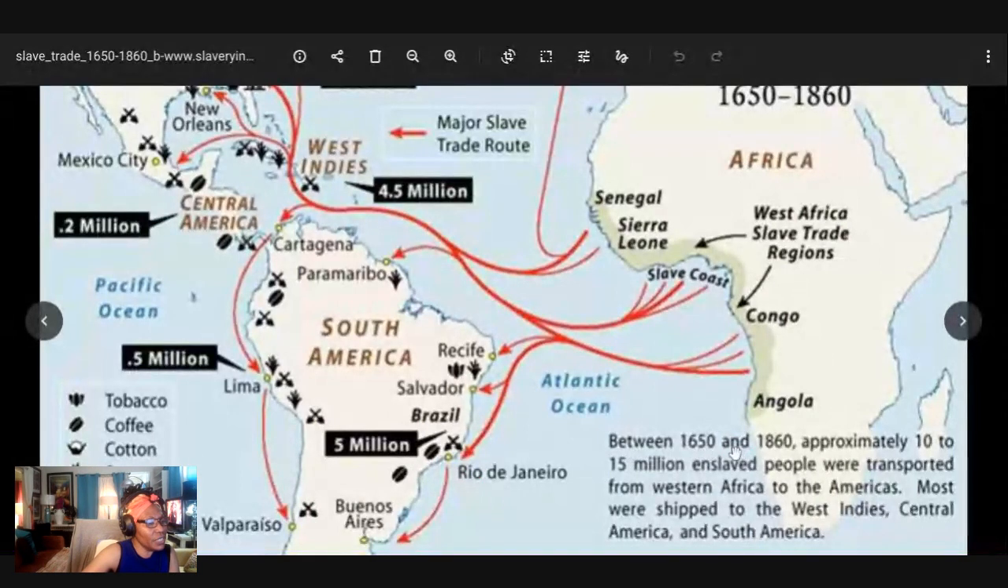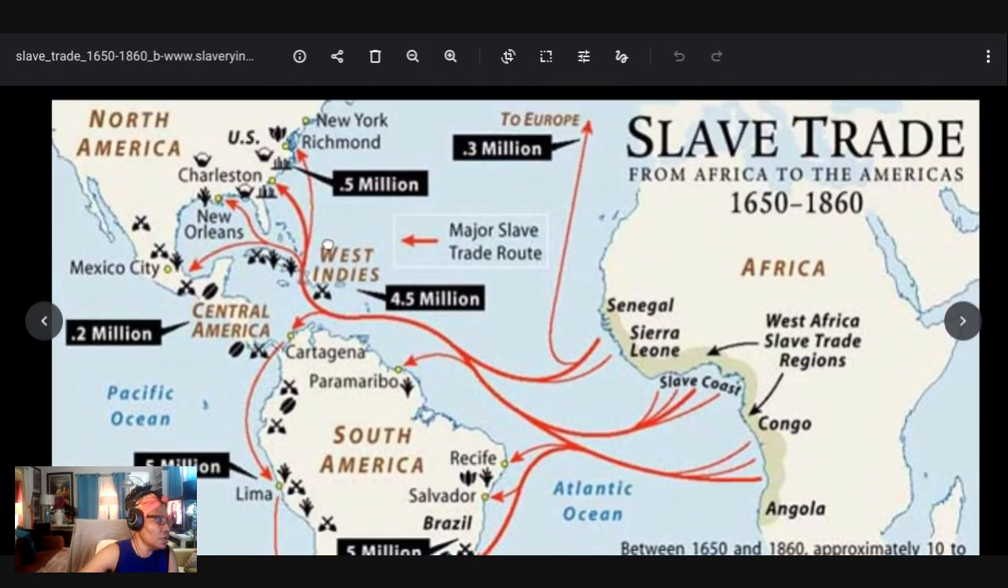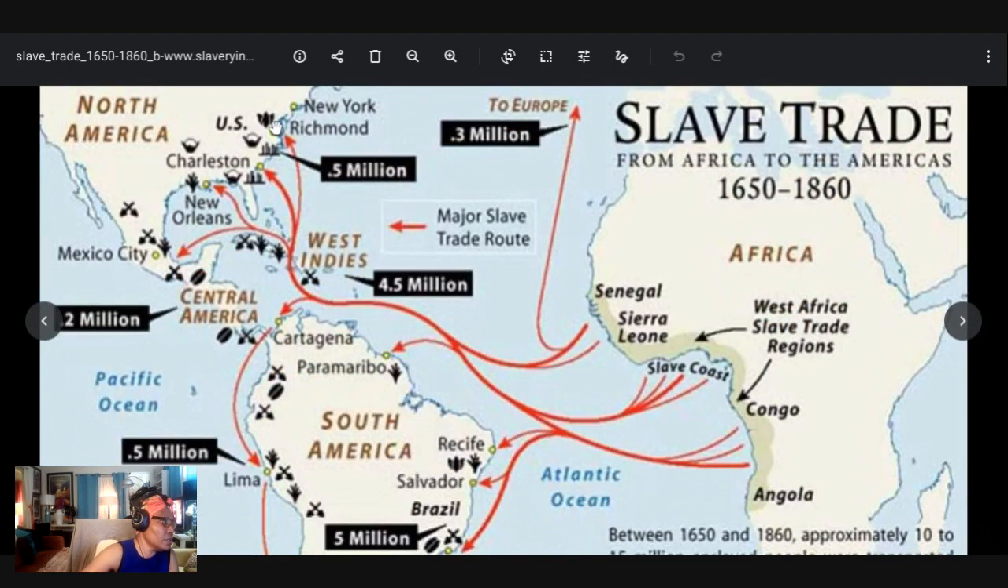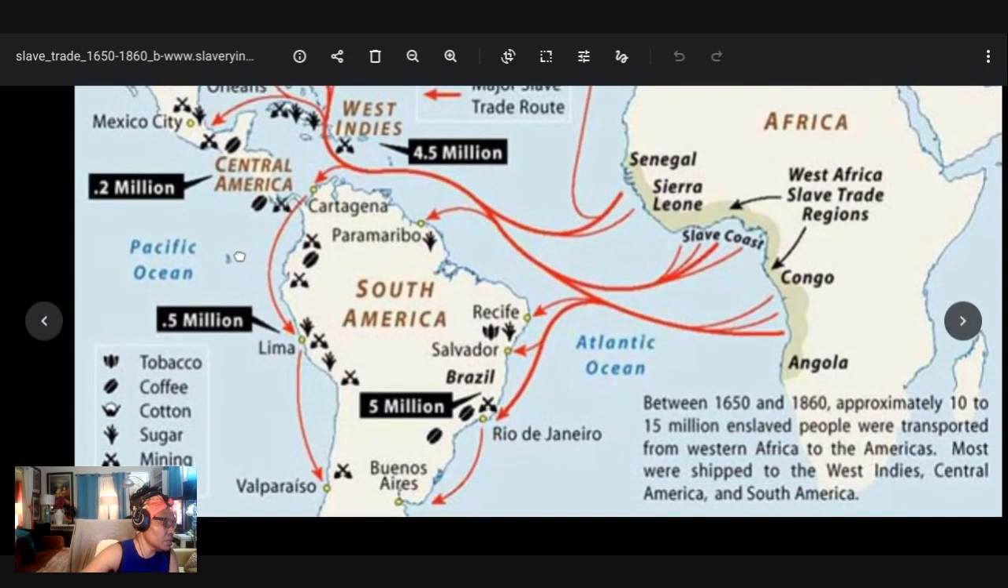Between 1650 and 1860, approximately 10 to 15 million enslaved people were transported from West Africa to the Americas. Most were shipped to the West Indies, Central America, and South America. Slave coast here. So this is where we went from the slave coast. So these are the places right here: New York, Richmond, cotton, tobacco, mainly cotton and tobacco, and maybe some sugar.